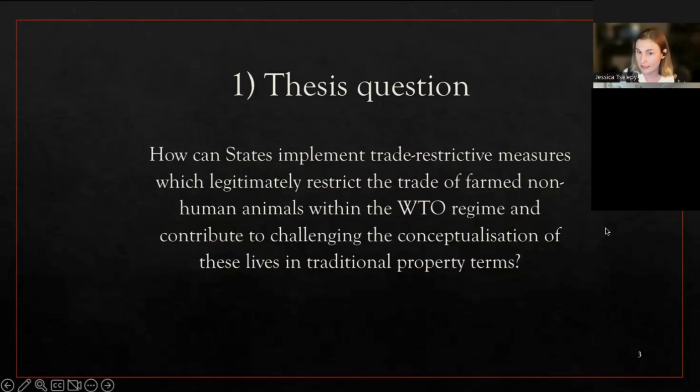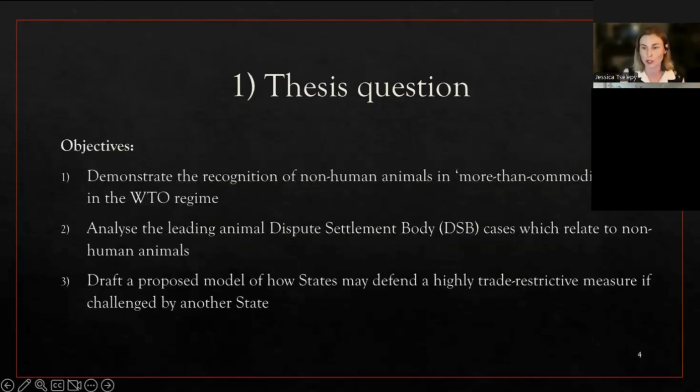So my thesis investigates this question by using a novel application of critical animal studies, or CAS, as a lens to a subject in the field of global animal law, or GAL. The objectives of doing this: first, to demonstrate the recognition of non-human animals in more than commodity terms, and this is applied and developed from Visa Kirky's commodity, more than commodity regime work within the WTO regime. Secondly, to analyze the leading animal dispute settlement body cases of the WTO, which relate to non-human animals. And third, to draft a proposed model of how states may defend highly restrictive trade measures. So in my case, a trading ban against live export, if challenged by another state.